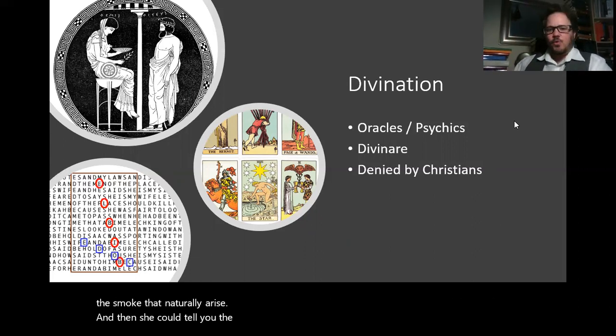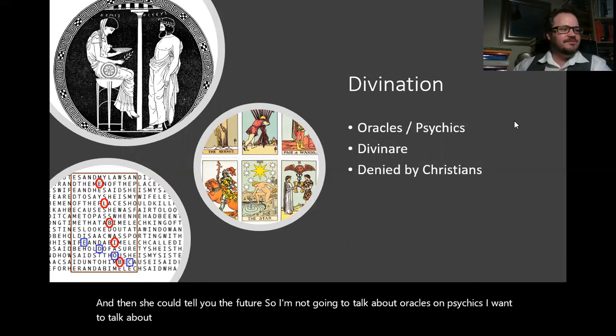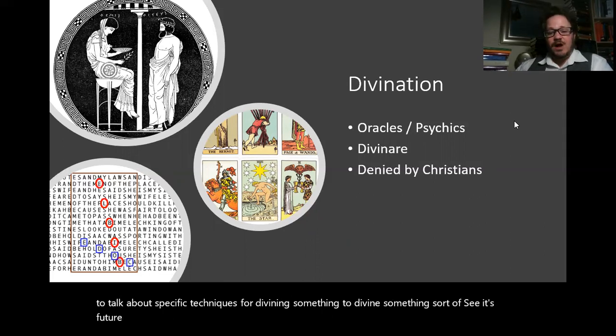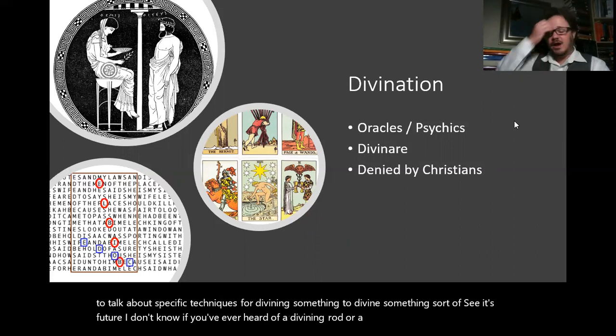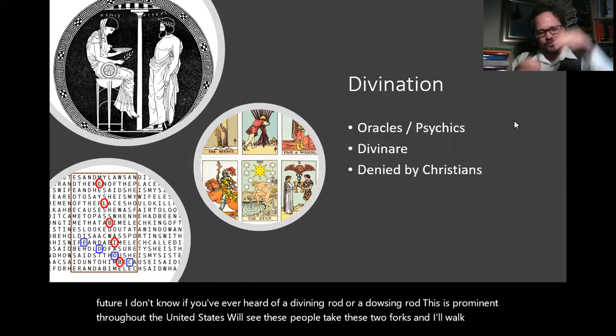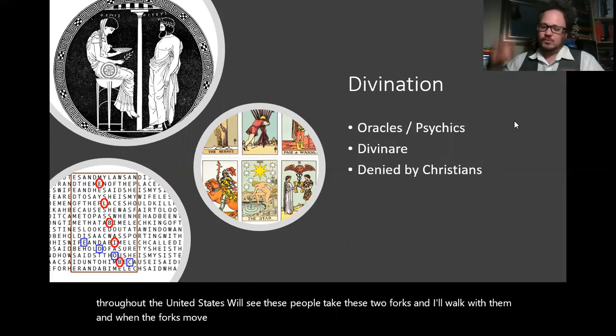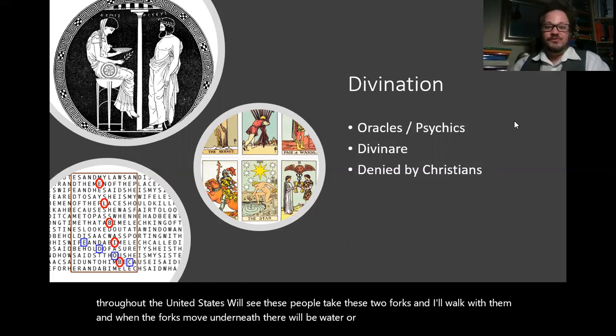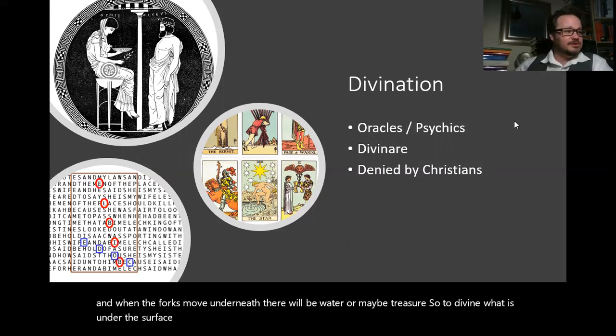So I'm not going to talk about oracles and psychics. I want to talk about specific techniques for divining something. To divine something is to see its future. I don't know if you've ever heard of a divining rod or a dowsing rod. This is prominent throughout the United States. You'll see these people take these two forks and walk with them, and when the forks move, underneath there will be water or maybe treasure. So to divine what is under the surface of the earth, or where there is water.